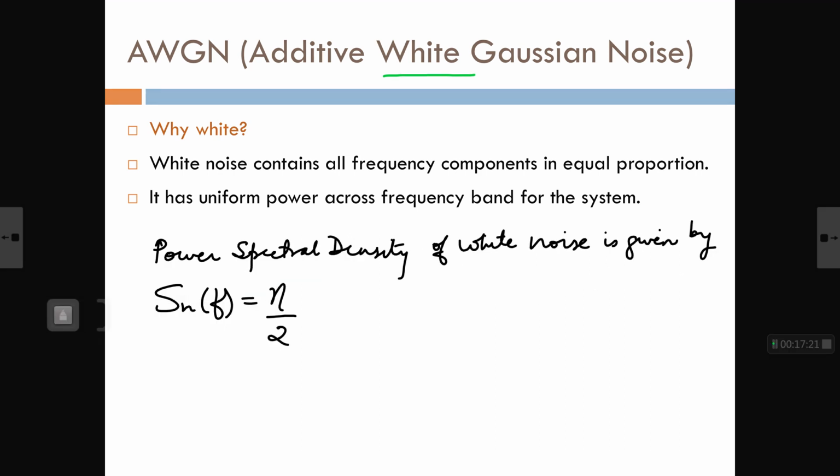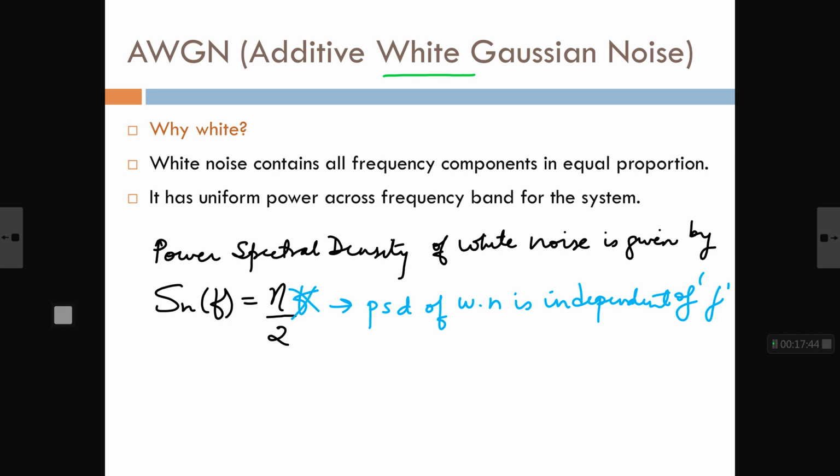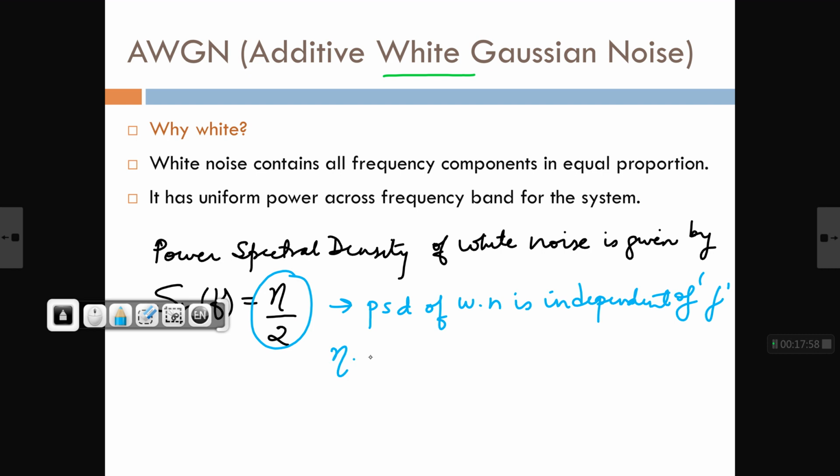So the power spectral density of white noise is given by Sn of f, which is eta by 2. Now what does it mean? That is, the power spectral density of white noise is independent of frequency. Does it depend upon the frequency? The equation itself tells us that there is no frequency term here in this particular equation. So it doesn't depend upon the frequency. So that is the reason we say that it is independent of frequency, and it is a constant value, that is eta by 2. So eta is a constant.